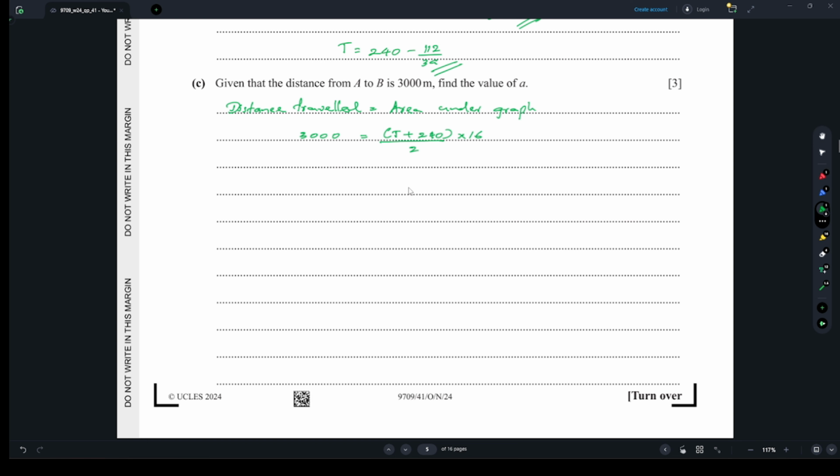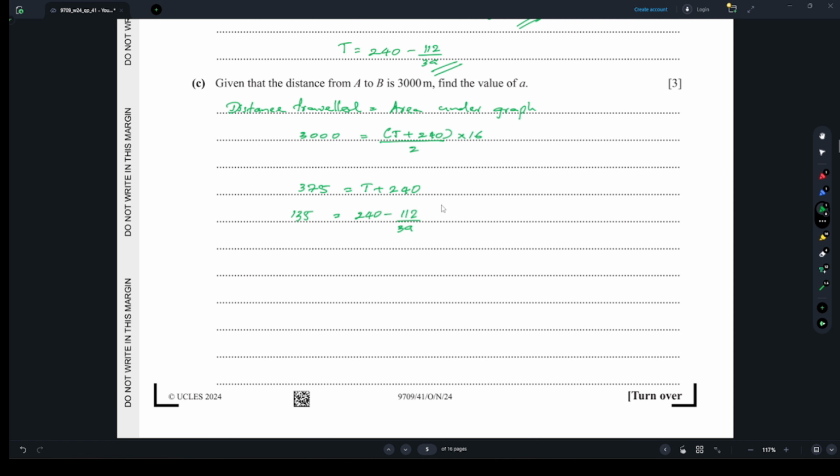Now here I can cross multiply and simplify. I can bring 2 to the other side. So 3000 multiplied by 2 and divided by 16, then you will receive 375 equals T plus 240. I can bring 240 also to the other side. So 375 minus 240 is 135. And for T we have this value, which we found previously, 112 over 3a.